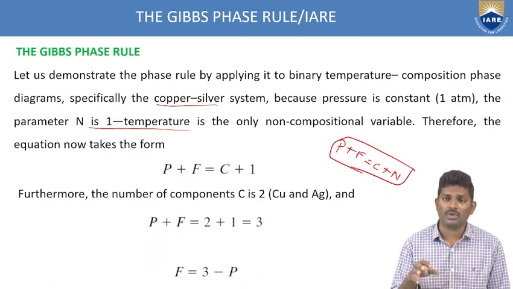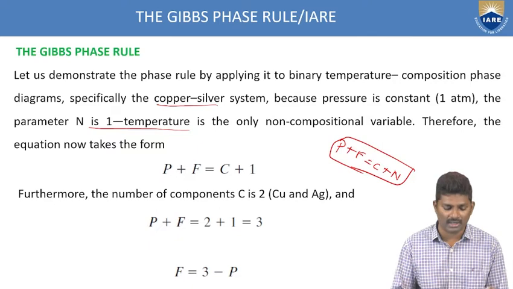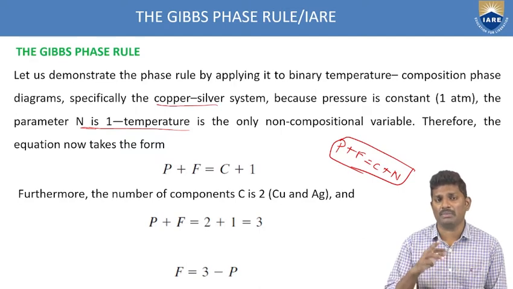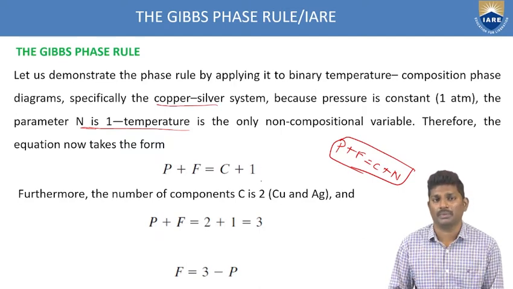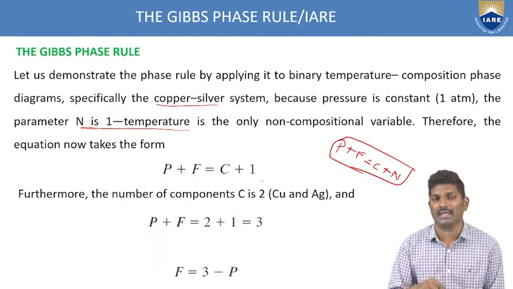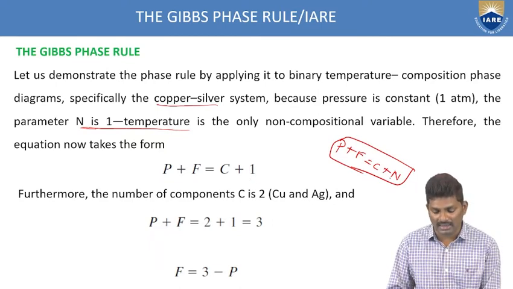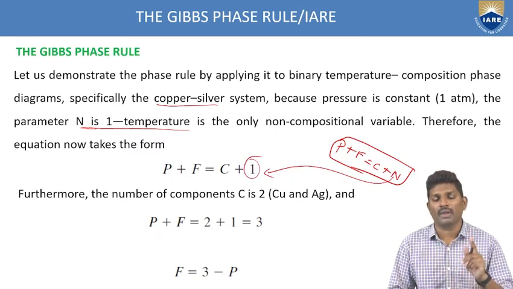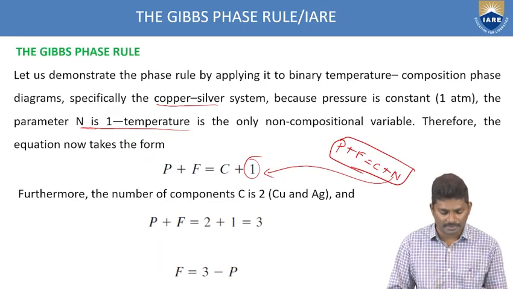So what is the non-compositional variable here? Only the non-compositional variable here, I have the n. So that is the one. That's why only one term is there. Suppose if both temperature and pressure are there, then you have to replace this one with 2. But since only one component is non-variable in this case, that's why we are writing this n as 1 here. So we are writing n as 1 in this case, since we have only one non-variable component.